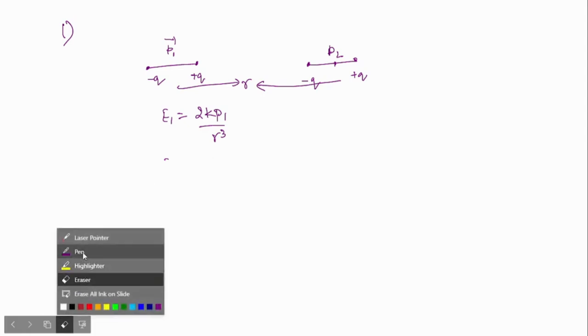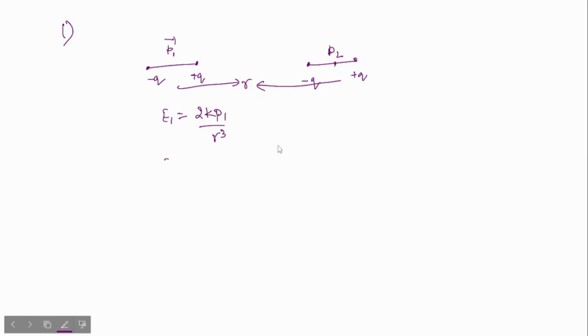So your U, the electrostatic potential energy, will be minus p2 E1 cos theta, that is this dipole moment times the electric field due to p1, times cos theta. You can write it as 2 p1 p2 upon 4 pi epsilon naught r cube.